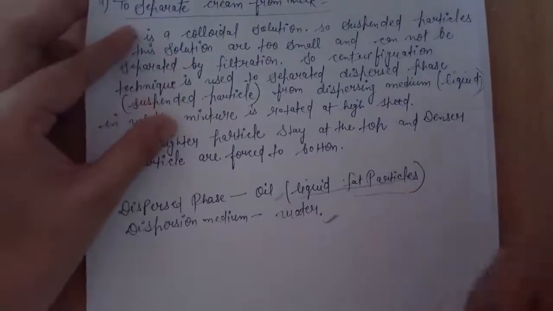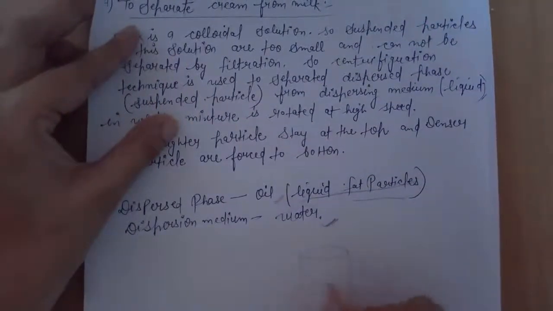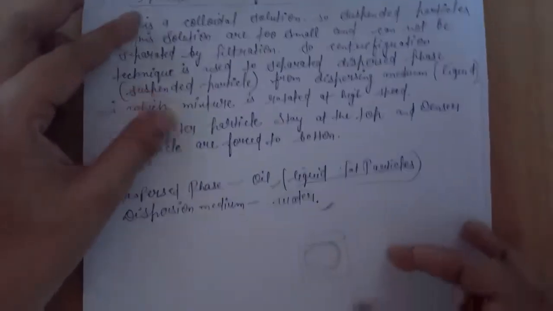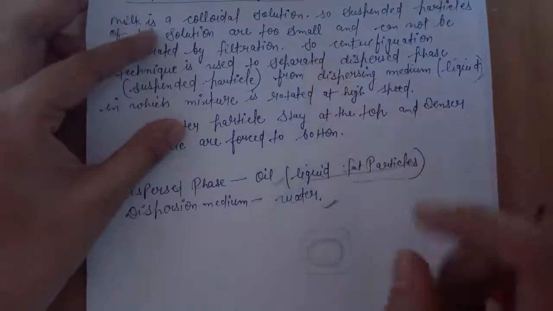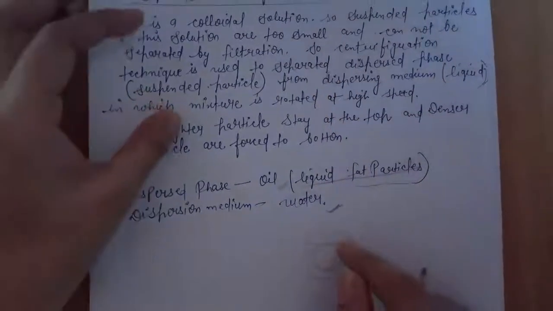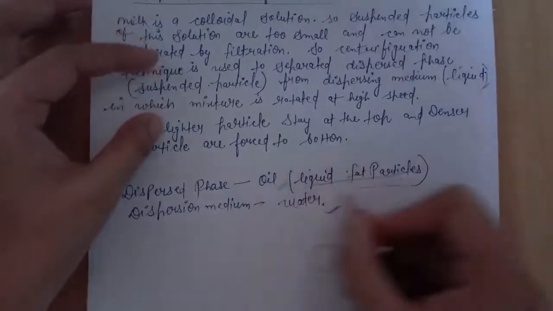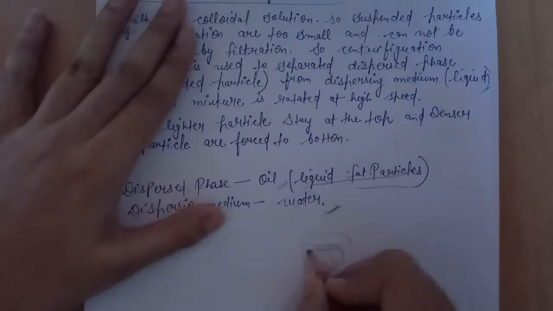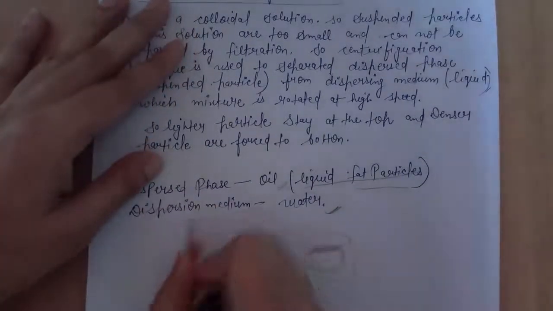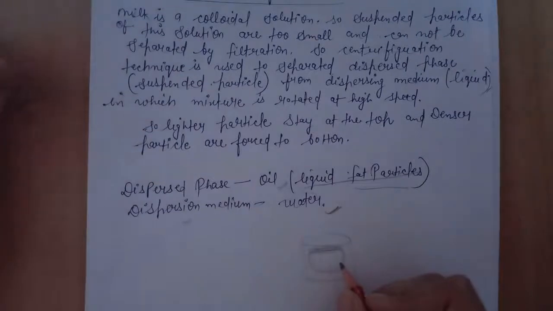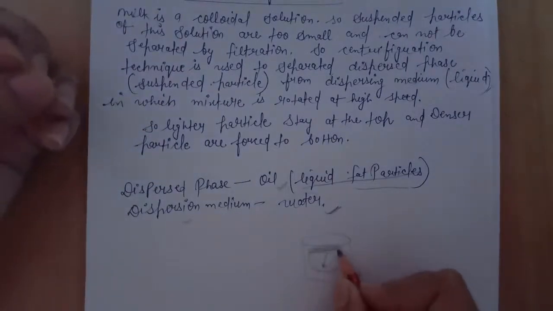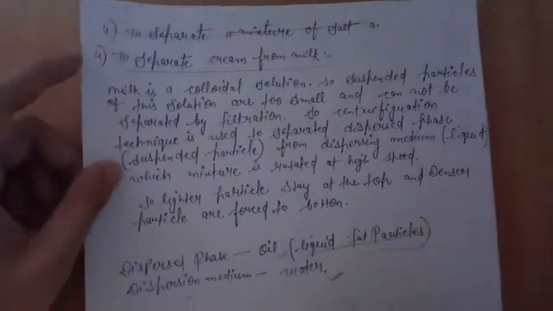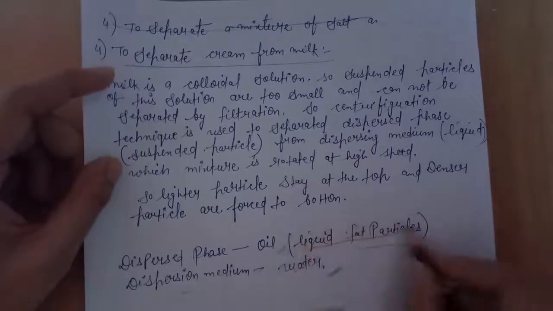In the centrifugation technique, the mixture is rotated, and in that condition, if the milk is rotated, the dispersed phase containing fat particles sets itself on the top position, and the remaining part, the dispersion medium, is arranged at the lower side from the fat particles. So this is the method of separating cream from milk, because cream contains liquid fat particles.